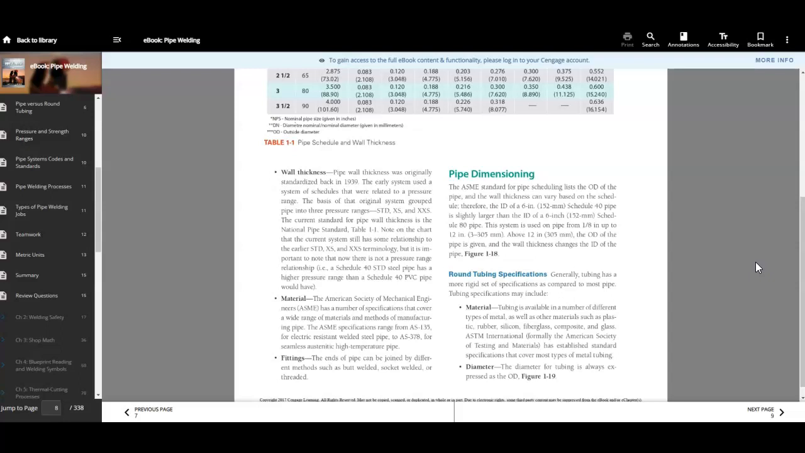Round tubing specifications. Generally, tubing has a more rigid set of specifications as compared to most pipe. Tubing specifications may include material. Tubing is available in a number of different types of metal, as well as other materials such as plastic, rubber, silicone, fiberglass, composite, and glass. ASTM International, formerly the American Society for Testing and Materials, has established standard specifications that cover most types of metal tubing. Diameter. The diameter of tubing is always expressed as the outside diameter.